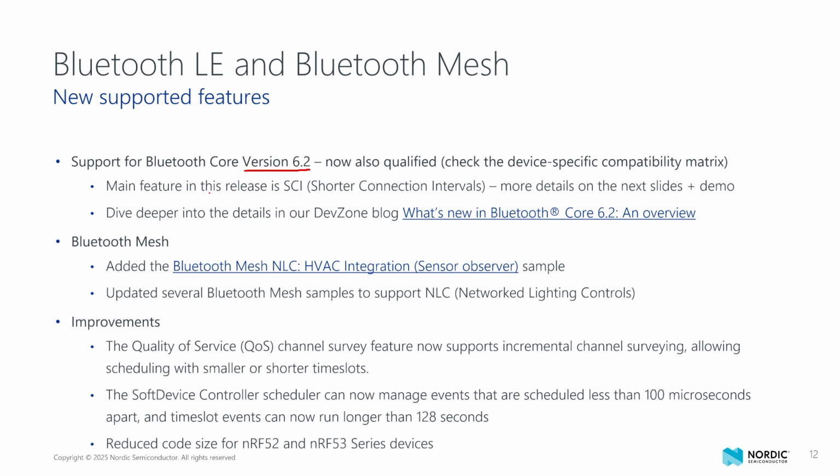The main feature that we're highlighting in this release that we're also supporting in the SDK is SCI. SCI stands for shorter connection intervals, and I don't think this could be any more descriptive of what this means in practice. We'll show you. I'll talk a little bit more about SCI in the next few slides, and we also have a demo in the next few minutes. If you want to learn more about this version and additional features that come with it, we have a DevZone blog. I'll leave a link here on the slide that you can follow, or just go to the DevZone blog and you'll find it. It's one of the most recent ones.